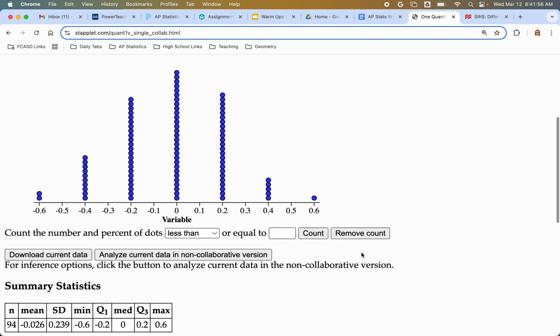There's 22 of you here. No, there's 20 of you here today. No, there's 22 of you here. So I should have 110 dots.